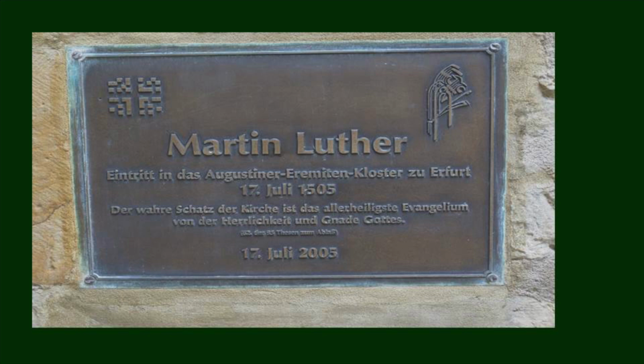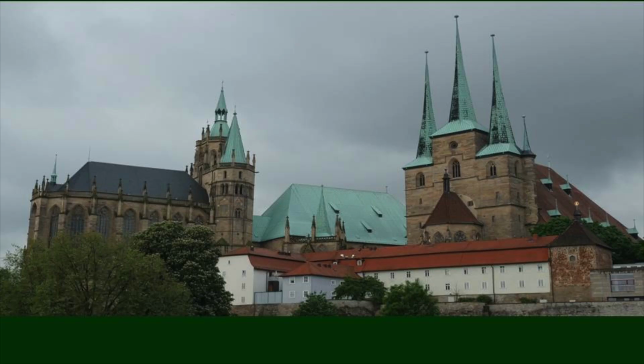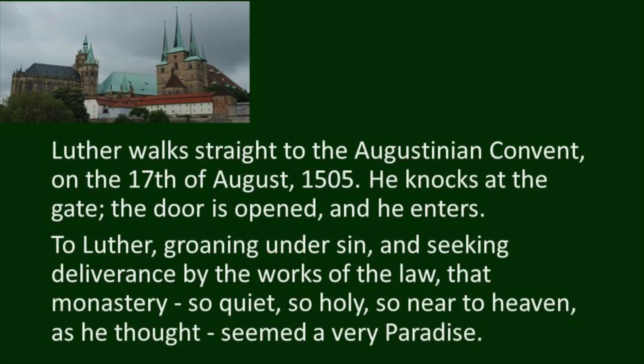So Martin Luther, on July 17, 1505, entered the monastic orders of the Augustinian monks of Erfurt, Germany, and through the gates of this massive church enters Martin Luther. It's a magnificent building to think that those folks over 500 years ago and longer built these magnificent structures. Well, Martin Luther walked straight into the Augustinian convent on the 17th of July, 1505.